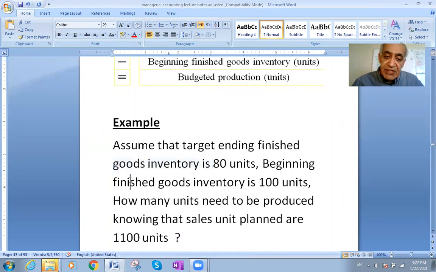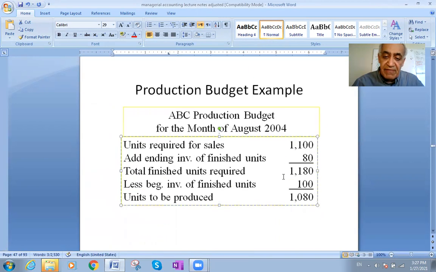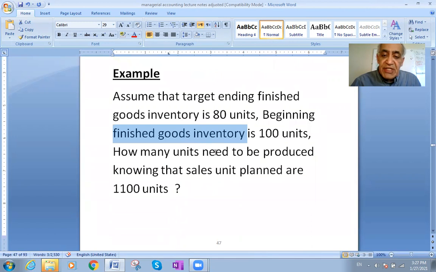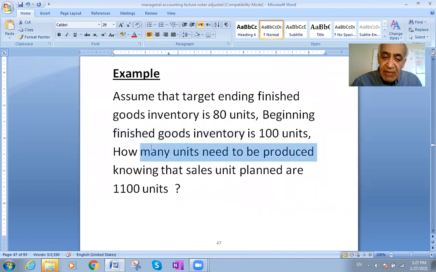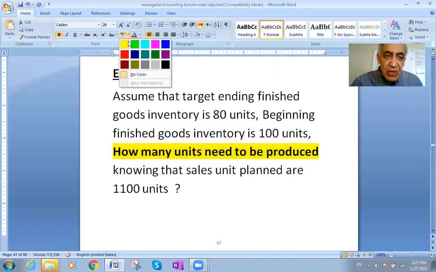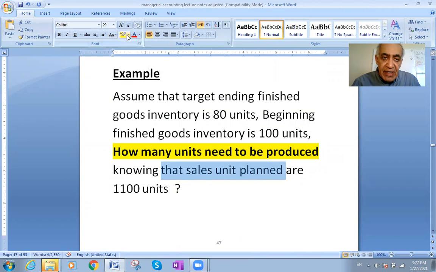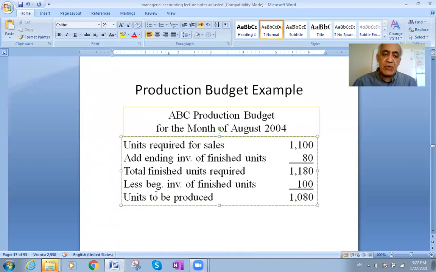The beginning finished goods inventory was 100 units. So you will add the ending and deduct the beginning, and that's the whole idea. How many units need to be produced? This is what we say about the plan. Knowing that the sales units planned, what I plan to sell, are 1,100 units.